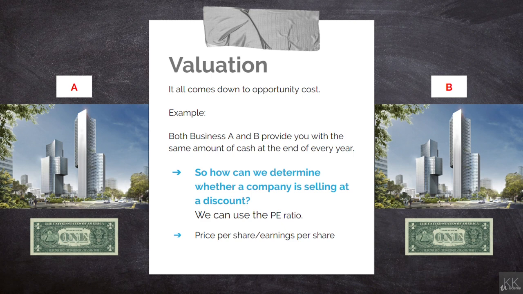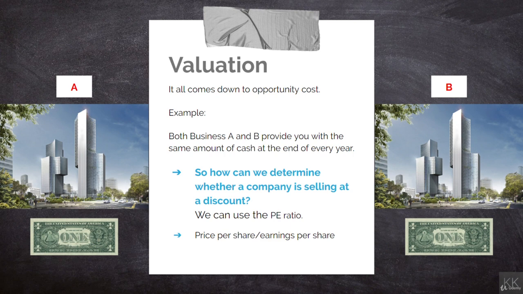This is just like house A and B, where they are in the same location, same size and build quality, but house A goes for $100,000 and house B goes for $150,000. They both provide the same value, therefore they should go for the same price. The value investor wants to take advantage of these mispricings in the market.